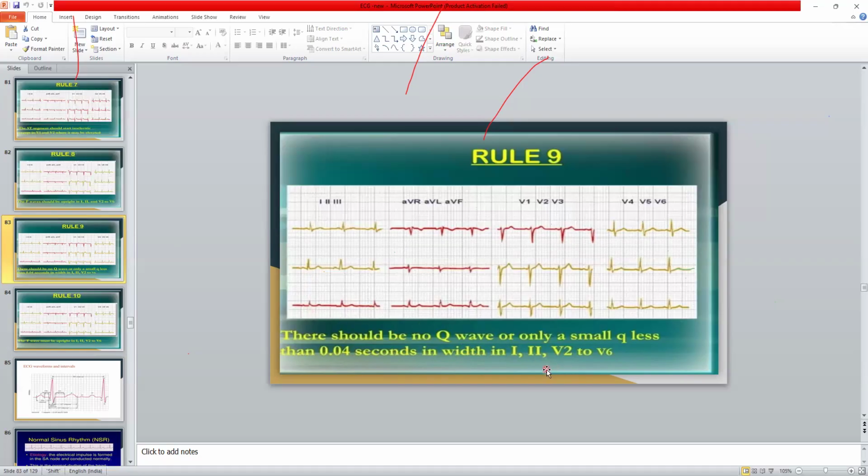When the Q wave is present prominently, you can visualize the Q wave. It denotes the abnormal ECG.